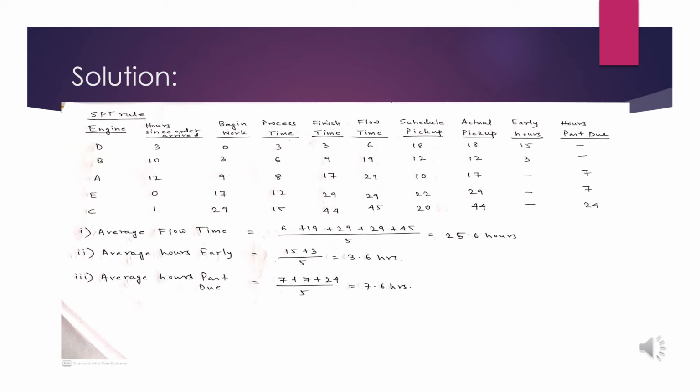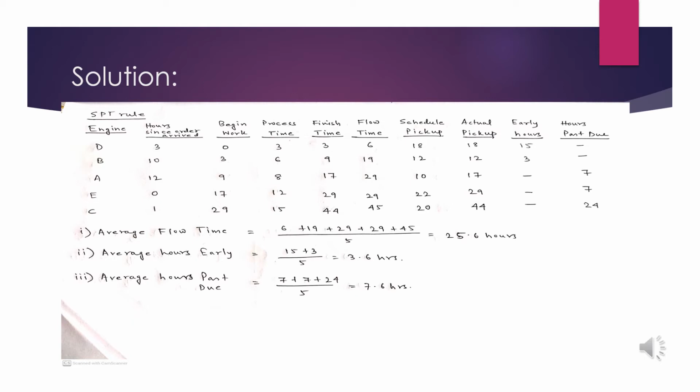If we rearrange the order, the hours since order arrived will be: D is 3, B is 10, A is 12, E is 0 and C is 1. Now D is the first work that needs to be started, so the beginning time is 0, the processing time of D is 3, so the finishing time of D is 3, beginning time plus processing time, which we talked about in the last slide also. And the flow time will be the finish time plus the hours since order arrived, which comes to 6.